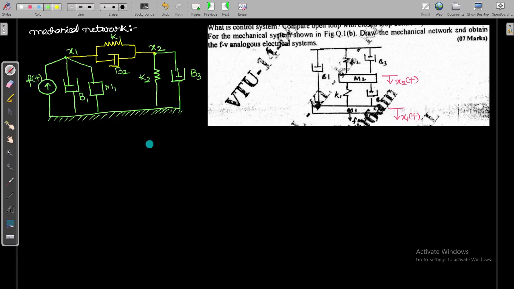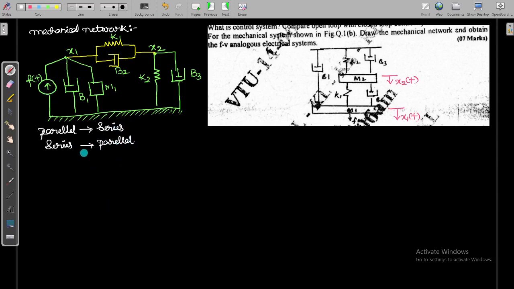After that, what is asked is to draw the mechanical network and also obtain the FV analogous electrical system. I already told you about the FV analogous system, whatever it may be, you have to convert the parallel elements. So what is the step you have to do? You have to convert parallel elements into series, so parallel elements you connect in series, as well as series elements you connect in parallel. That is the step you have to follow. So you have to do a replacement as well as follow this rule also. So what you have to do? You have to apply.